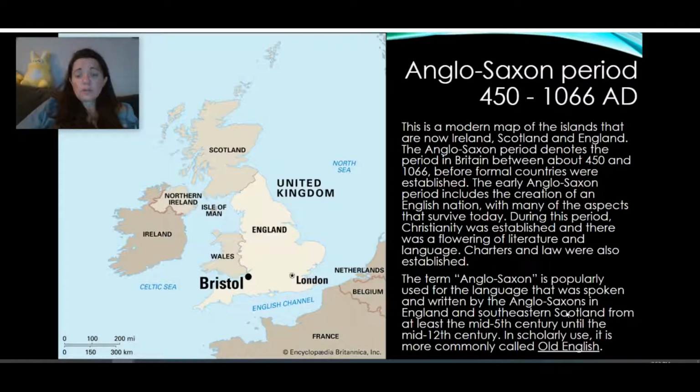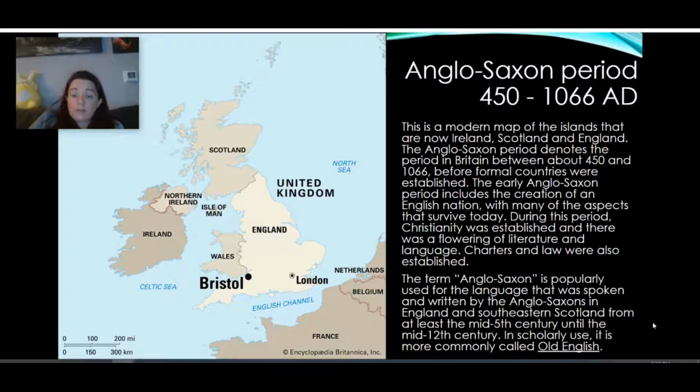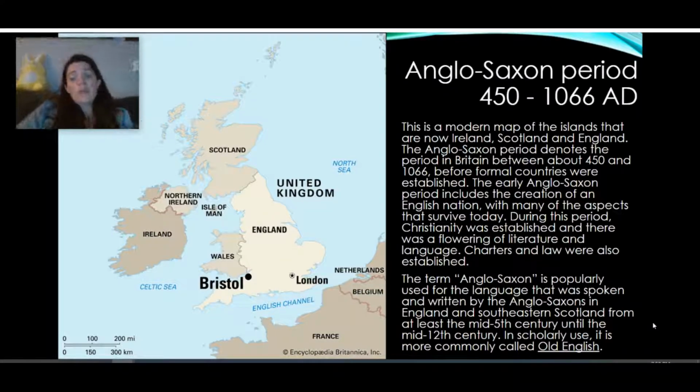And it's also the term that was used for the people who lived in these regions during this early medieval time period. So Anglo-Saxon can refer to the language and it can refer to the people. The Anglo-Saxon people in England and southeastern Scotland were from the mid 5th century until the mid 12th century, as we've mentioned. And in scholarly use, we also refer to the Anglo-Saxon language.